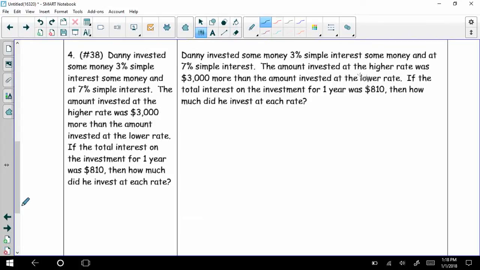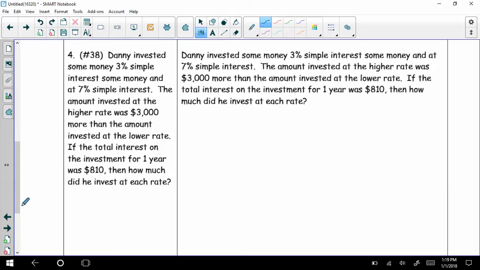An investment type of problem. So in this case, Danny invested some money into 3% simple interest. That's a poorly worded first sentence, but that's okay. And some money at 7% simple interest. The amount invested at a higher rate, so the higher rate was the 7%, was $3,000 more than the amount invested at the lower rate. If the total interest on the investment for 1 year was $810, then how much did he invest at each rate?